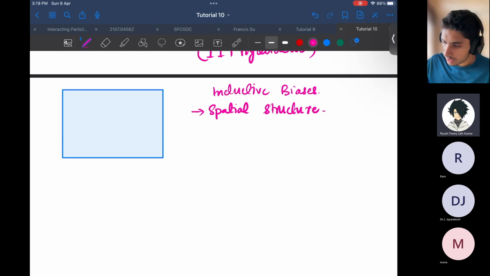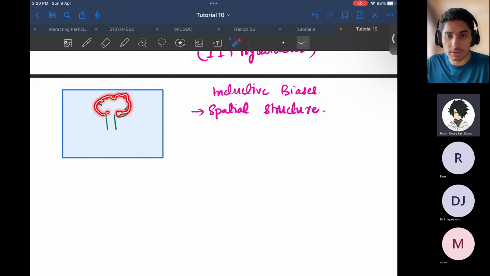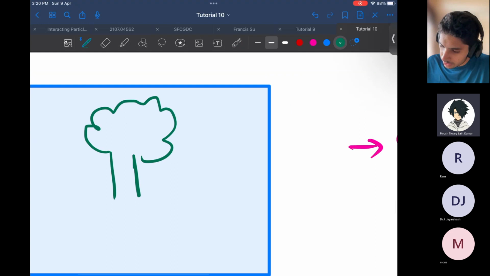Well, consider this. Maybe this is a tree. I'm not good with drawing, but okay. Let's say this is some tree, something like that. Suppose this is the bush of the tree. Let me zoom in. Something like this. So if I take a pixel here, this is one pixel.